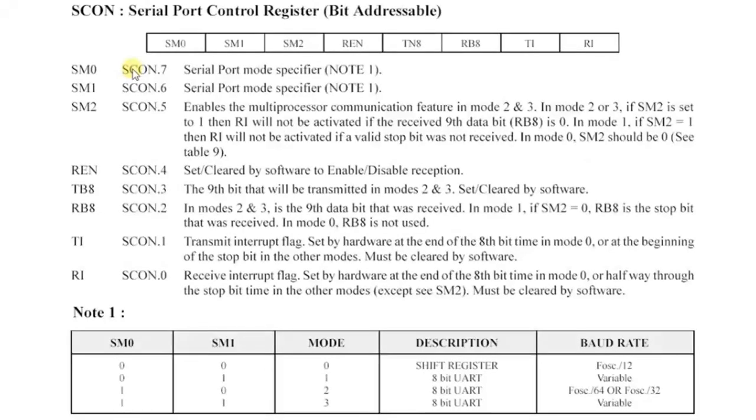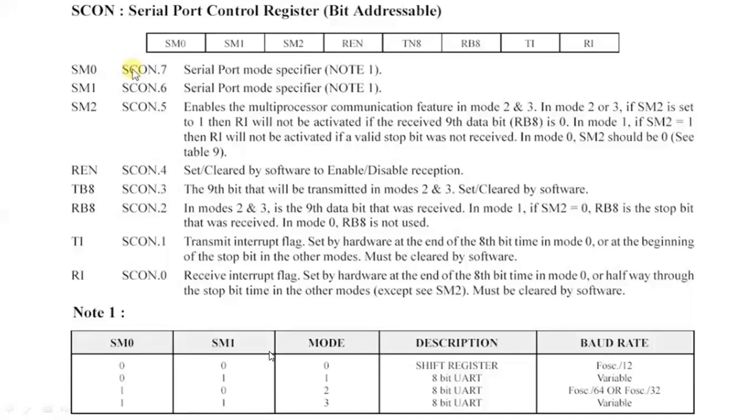Next one is the serial communication register, the SCON register, the control register. What is the purpose of this register? Here the mode of operations will be there, the data will be transmitted for multiprocessor communication, and the transmitter and receiver bits are also there. So we are just going to see how this will be used. These SM0 and SM1, these two bits will be used as the mode specifier. So in the mode specifier, you know that 2 to the power 2 is 4.